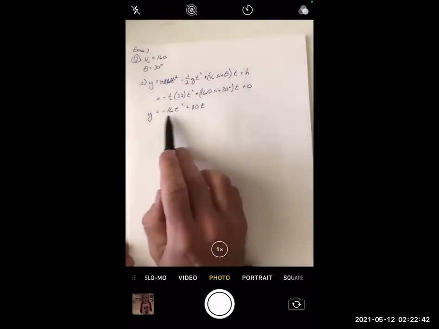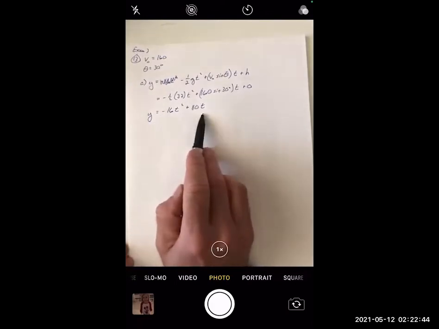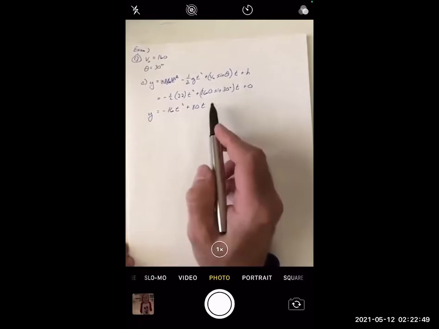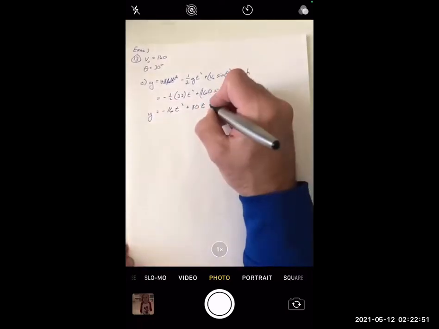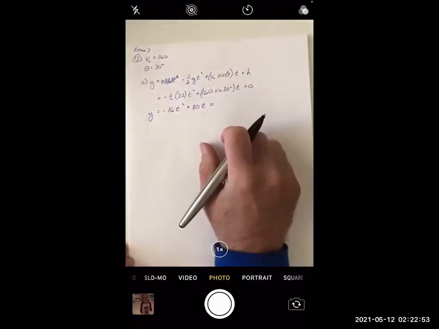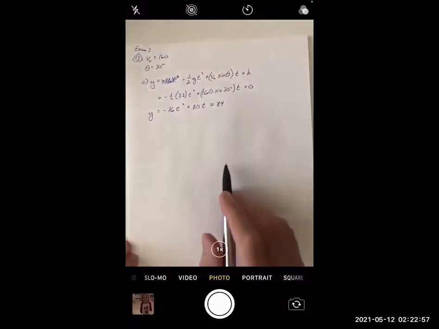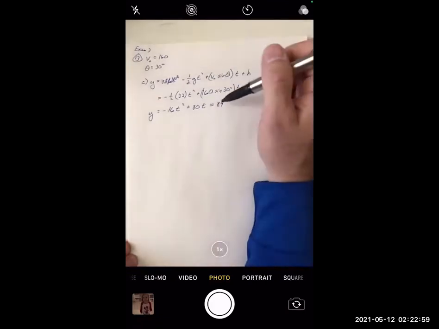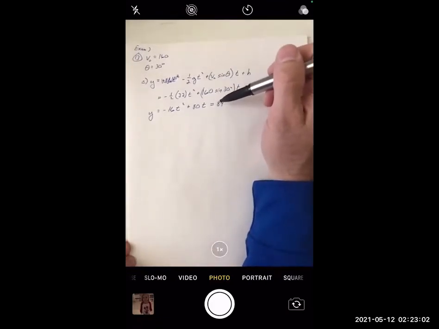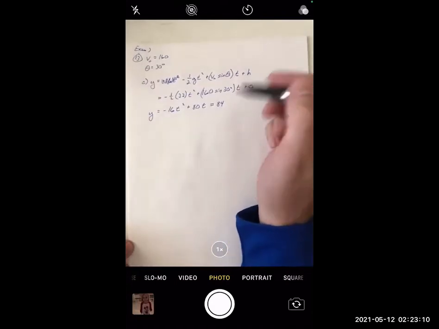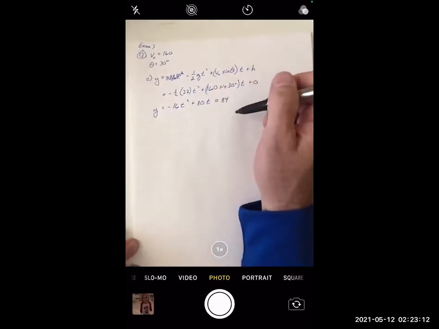So to get part A, you set it equal to zero and solve for t. And part C, you're going to set it equal to 84 and solve for t. Since it said the second time, that means you're going to get two answers, and then you're going to pick the larger one of the two.